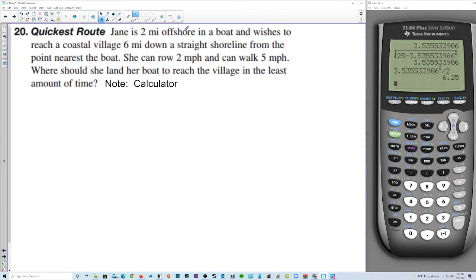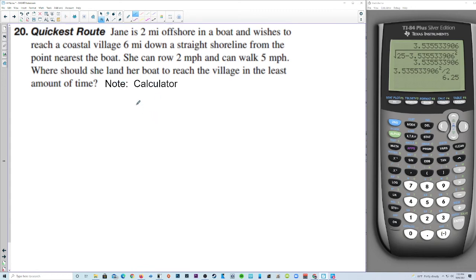Number 20, quickest route. Jane is 2 miles offshore in a boat and wishes to reach a coastal village 6 miles down a straight shoreline from the point nearest the boat. She can row 2 miles per hour and can walk 5 miles per hour. Where should she land her boat to reach the village in the least amount of time?